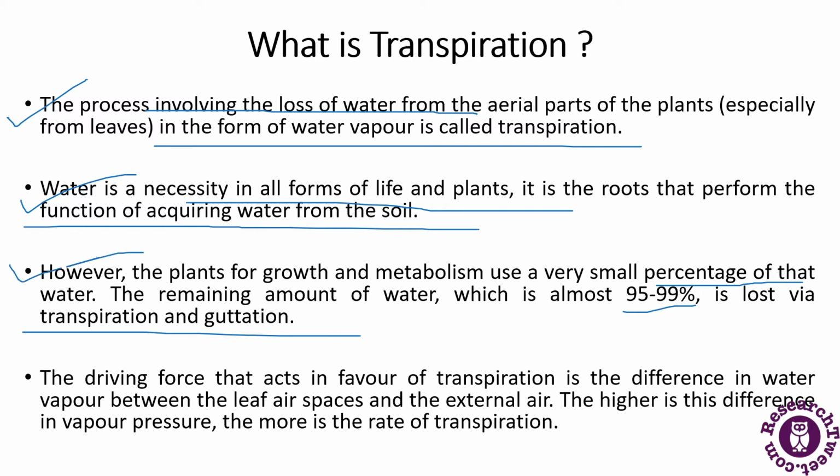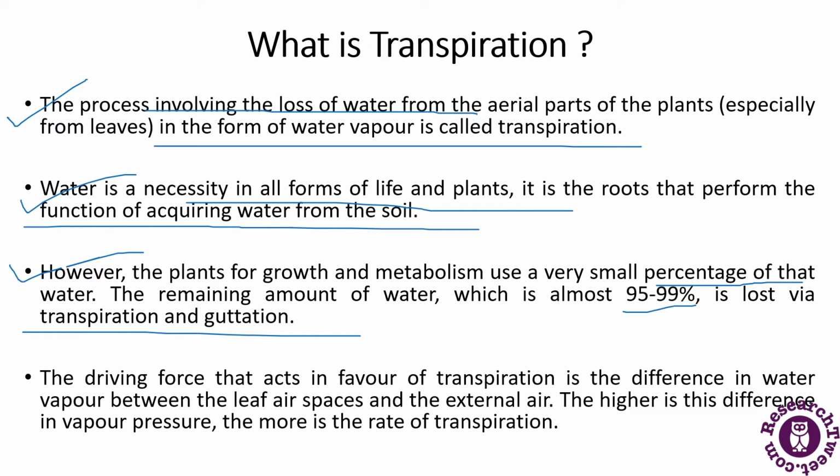So for growth and metabolism, plants use a very small percentage of water and the remaining is lost via transpiration. Transpiration is considered a very important process in plants. If transpiration does not take place, the plant cells will accumulate so much water that they will burst out. So transpiration is very necessary for plants.